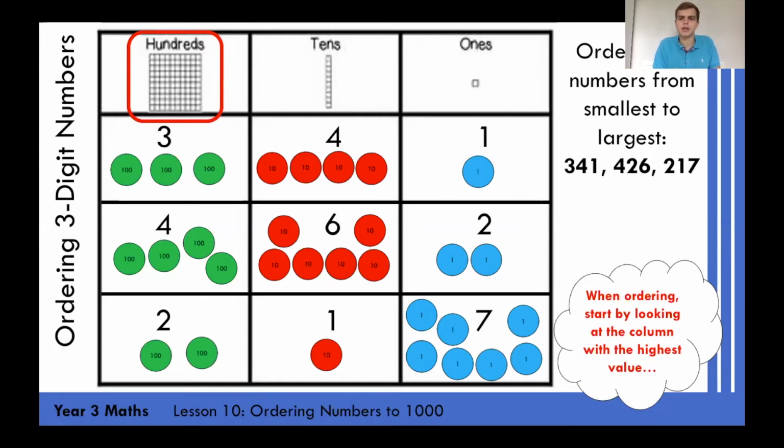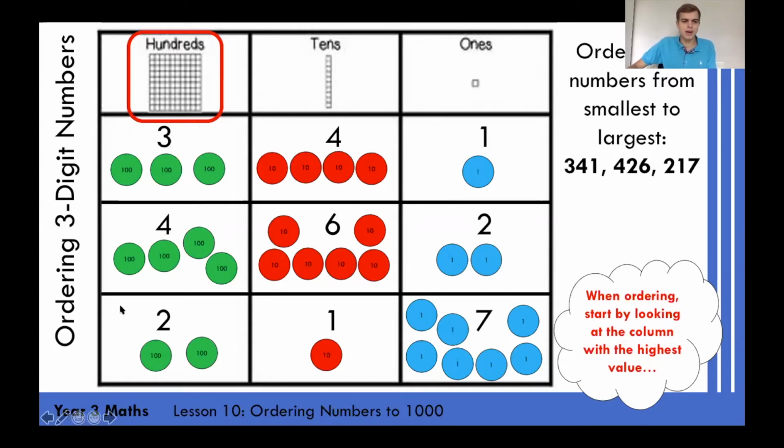Fantastic. So which number is smallest and which number is largest? I'm going to look in my hundreds first. So this number has got how many hundreds? 300s counters. This number has got how many hundreds? 400s, and this number has got how many hundreds? 200s. They're all different. So all I need to do for these numbers is look in the hundreds. I don't need to look in my tens or look in my ones. I can just look in my hundreds column.